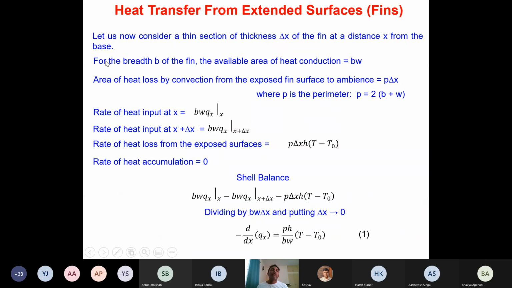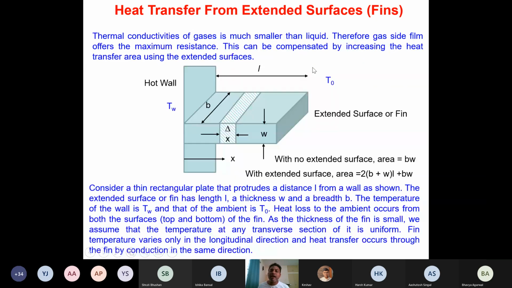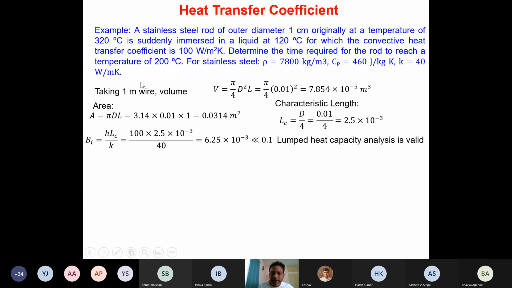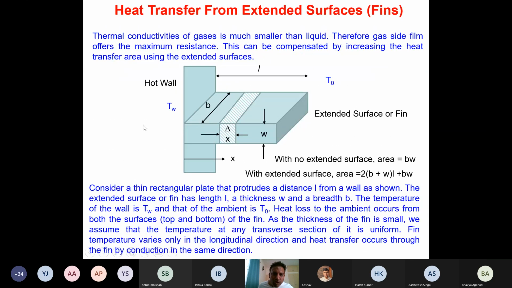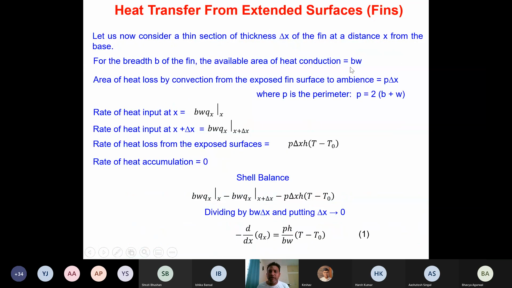So again, for the breadth B of the fin, we are now looking at only the area available for heat conduction. The area for heat conduction is going to be this cross sectional area, which is nothing but B into W, correct? The heat transfer area for convection will be all this, but for conduction it is only the cross sectional area. If you look from this side, whatever area we see, this shaded part, is the cross sectional area available for conduction. So that is BW.